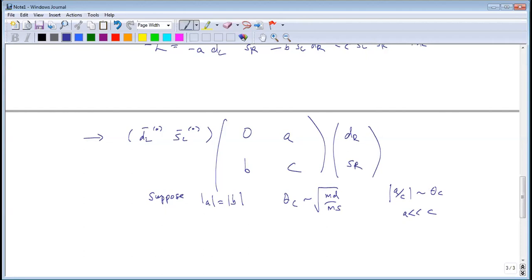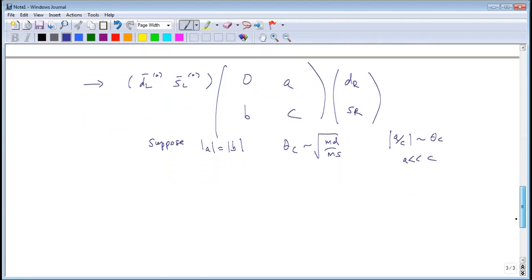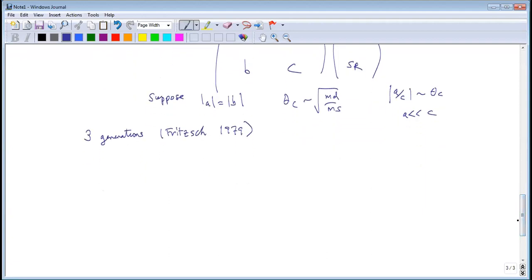And the first, however, I would say sort of definitive next step came by Fritzsch in 1979, who looked at 3 generations. And he had the same sort of idea. His idea was that the third generation, okay, the heavy one, is what we call the driving terms of the quark mass matrices. So the b and the t are the dominant things. They're what comes in. That's the rank 1 limit once again.